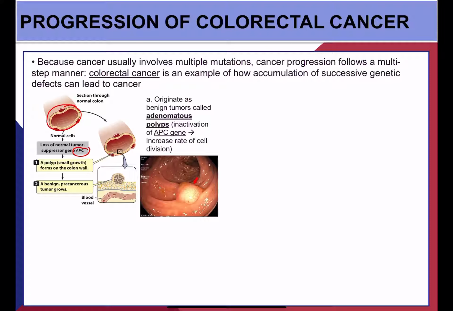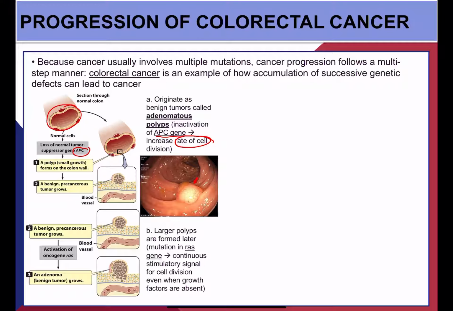and we already talked about how inactivation of the APC gene actually increases the rate of cell division. Then it acquires a second mutation. Let's say that very lump of cells, because it's growing so rapidly, acquires a second mutation that leads to activation of an oncogene called RAS. So this gives rise to bigger and larger polyps that are now called an adenoma, which is a benign tumor that's actually growing within the colon.